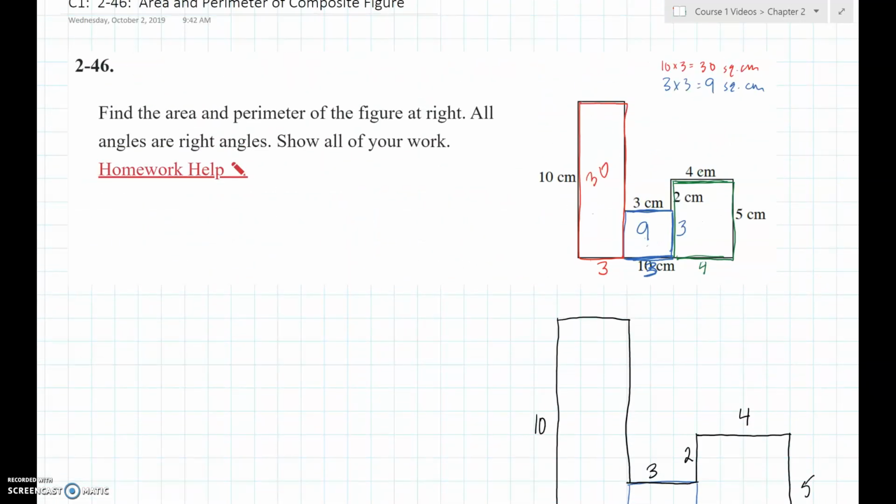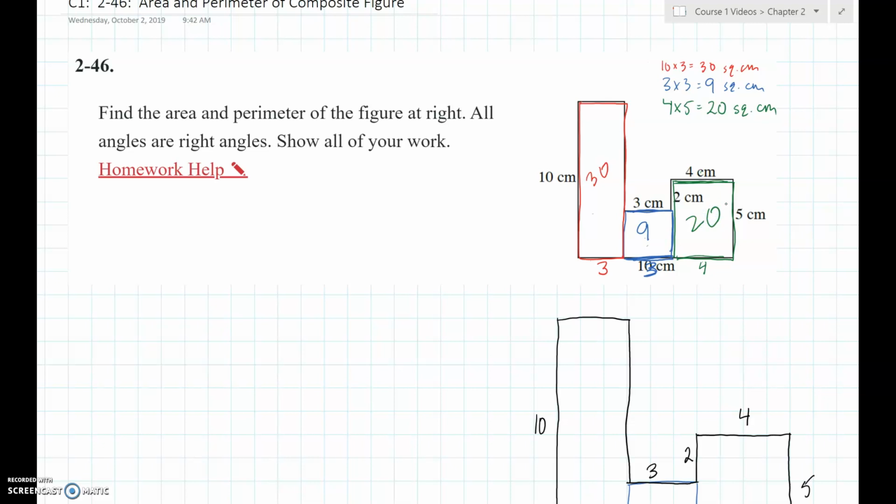All right. And here we've got this rectangle. So be careful, it's not a 4 by 2, right? It's a 4 by 5. And that's the one that we do have, 4 by 5, which gets us 20 square centimeters. All right, that's one way to find the area.